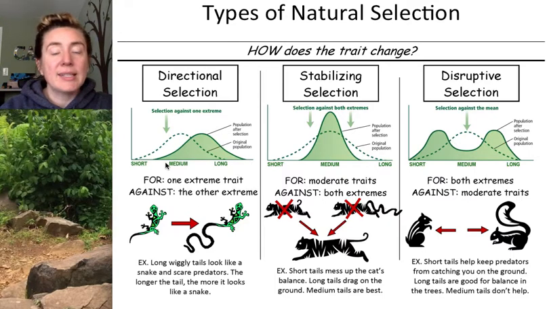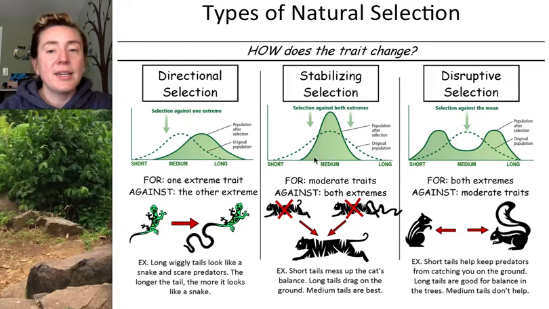So in this case, it looks like it is selected for the long adaptation or long variation of that trait. So this example says, long wiggly tails look more like a snake and scare predators. The longer the tail, the more it looks like a snake. And that's going to give them the advantage in the environment. It increases their fitness so they can not only survive, but also reproduce and pass on this long tail to their offspring.